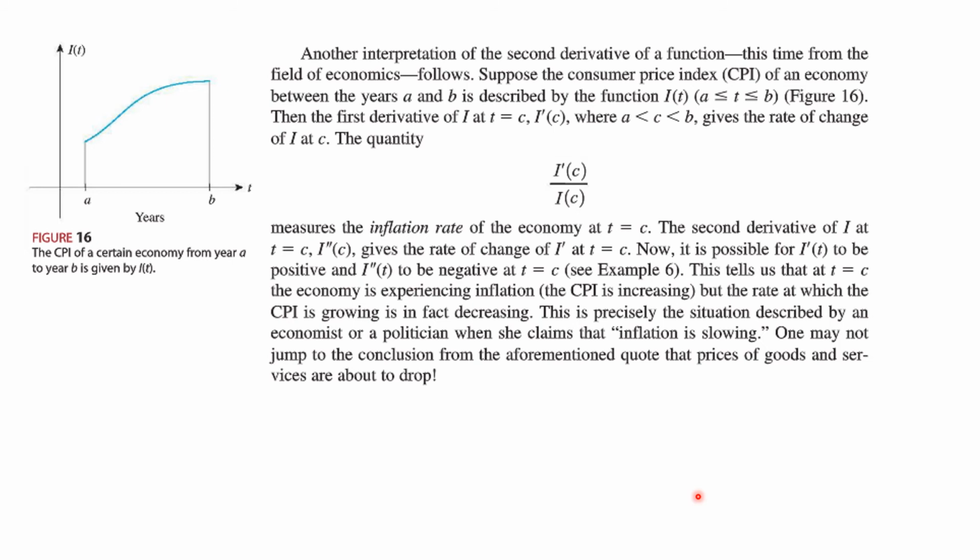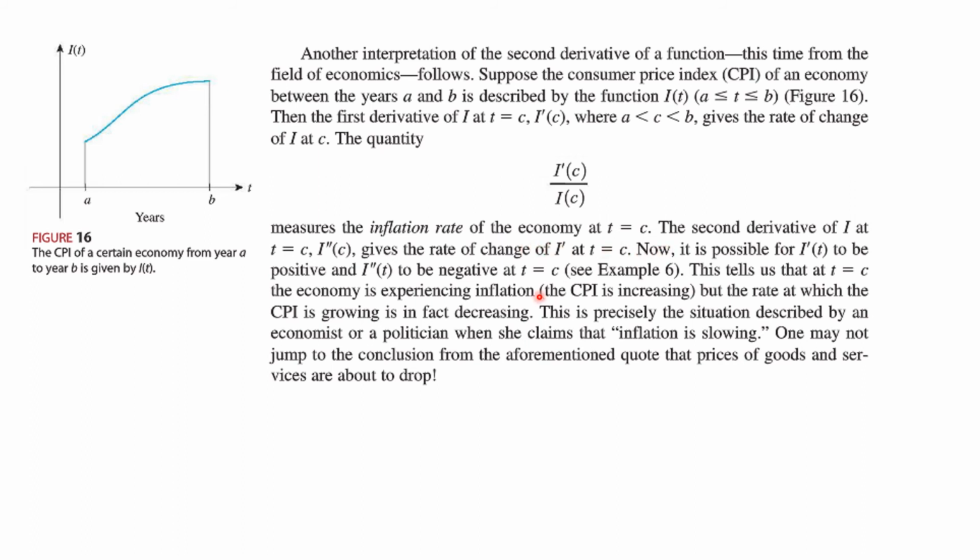Another interpretation of the second derivative, and we talk about applications in this class a lot, this time from the field of economics, is this. Suppose you have the consumer price index between years A and B. So this is talking about how much it costs to live. We call that I. The first derivative of I at a point gives the rate of change of I, and that is called the inflation rate at time t.